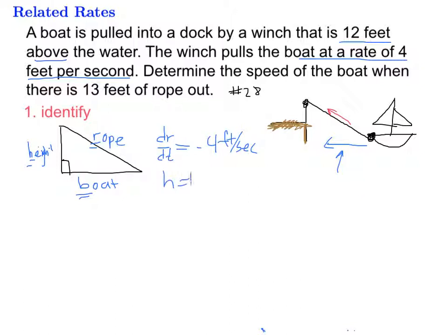Another thing we know is that H is always going to be 12. As we pull the boat in here, as this distance decreases, sure, the rope's going to shrink. The distance between the boat and the dock is all going to shrink up. But the height of the dock is always going to stay the same. This winch isn't going to go up and down or move or anything. This will always be a height of 12 feet. And last, we want to find dB/dt, because this is the rate the boat is moving at. So this is the rate of the boat.